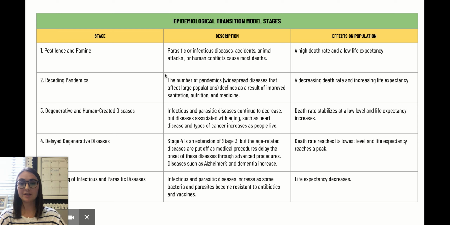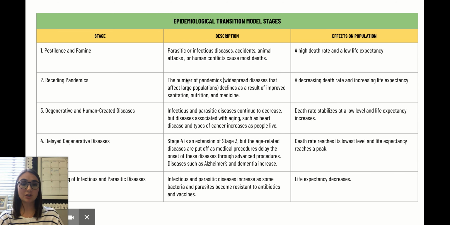When the country enters stage 3, they're less worried about pandemics because they have improved sanitation, nutrition, and medicine. So you have a decreasing death rate with an increasing life expectancy. When a country moves into stage 3, they are now more concerned with degenerative and human-created diseases.